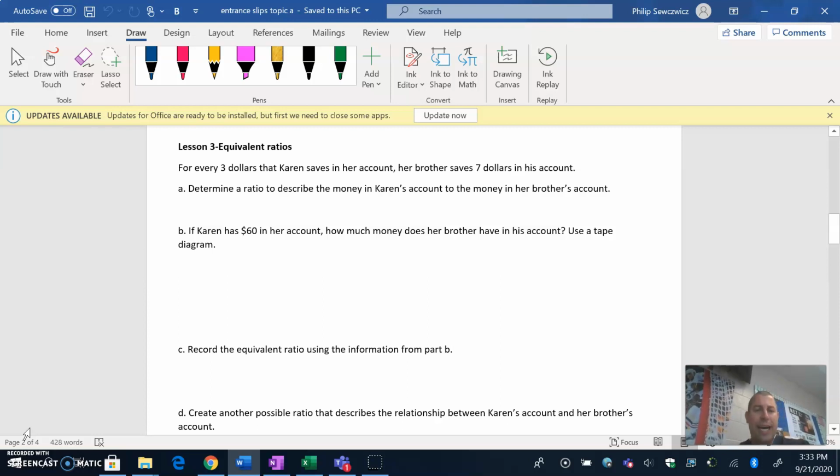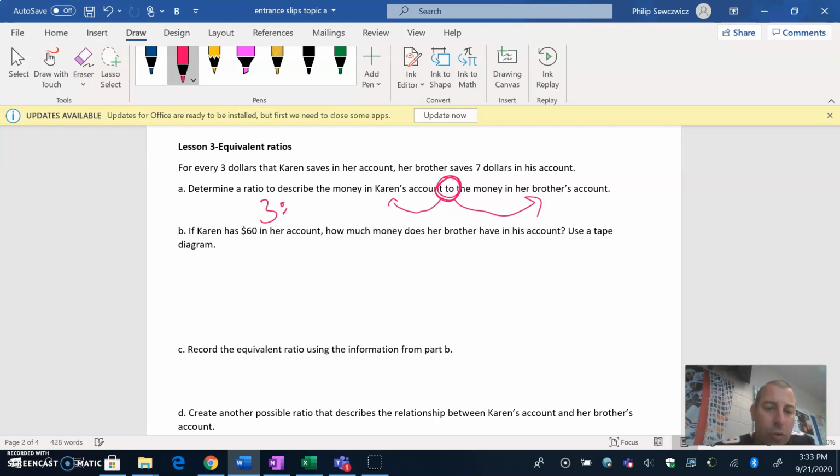It says for every $3 that Karen saves in her account, her brother saves $7 in his account. All right. So determine a ratio to describe the money in Karen's account to the money in her brother's account. Okay. So first thing I'm noticing here is, oh my goodness, there's that word "to." So now that's going to separate the two things that I'm looking at here. If I look to the left, it's the money in Karen's account. To the right, it's the money in her brother's account. Okay, so I need Karen's first. Karen's got $3.